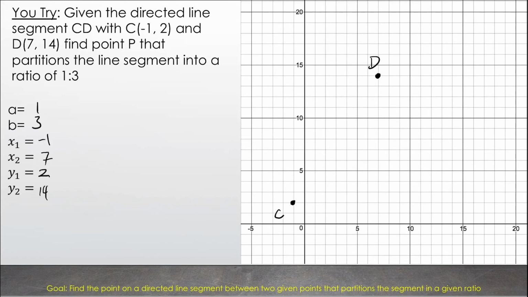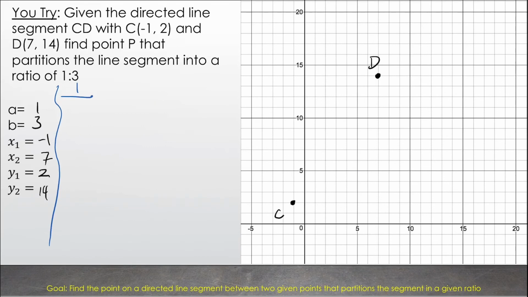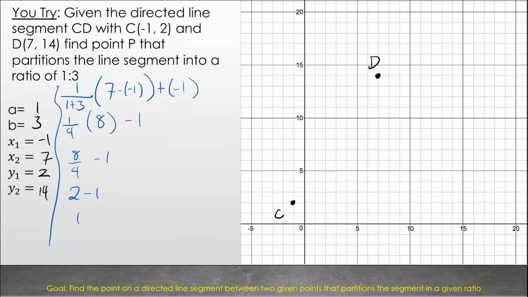Okay, first we get A over A plus B, so 1 over 1 plus 3, times x sub 2 minus x sub 1, plus x sub 1, which is -1. We get 1/4, and an 8 there, minus 1. 8/4 minus 1, 2 minus 1, 1. So my x coordinate is a 1. Okay.